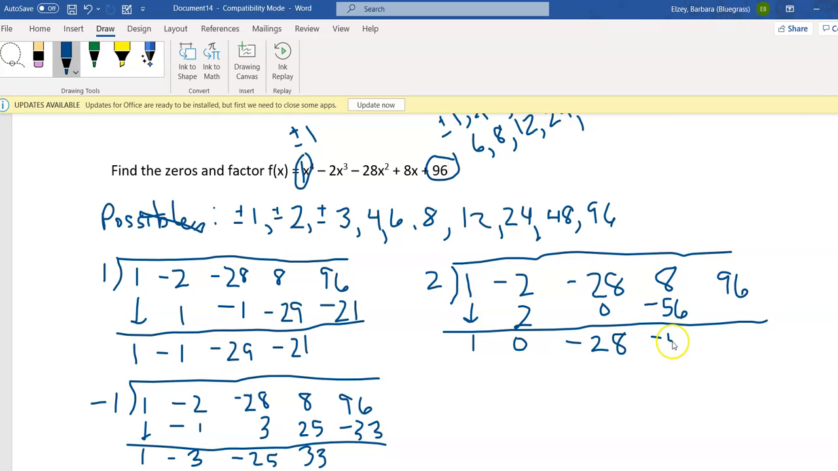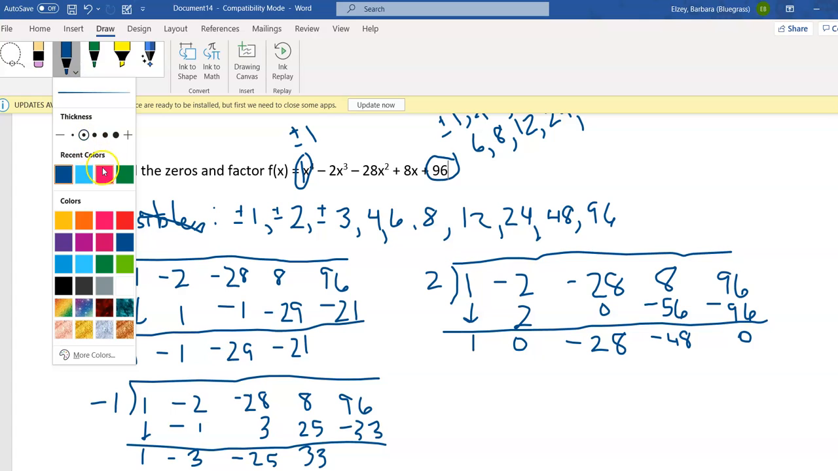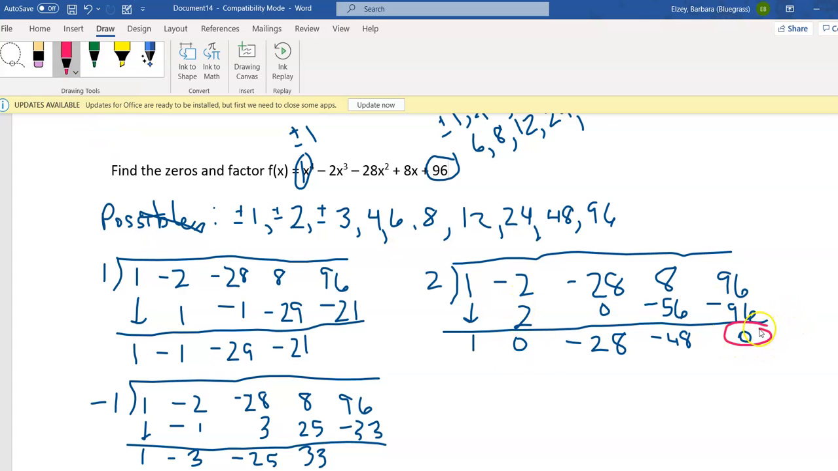negative 48. And then 2 times negative 48 is, yay, it's negative 96, which gives us a 0 in this last spot. Now realize that 0 always has to be in the last spot. Having a 0 here doesn't count. It's got to be right here. So 2 is a 0.